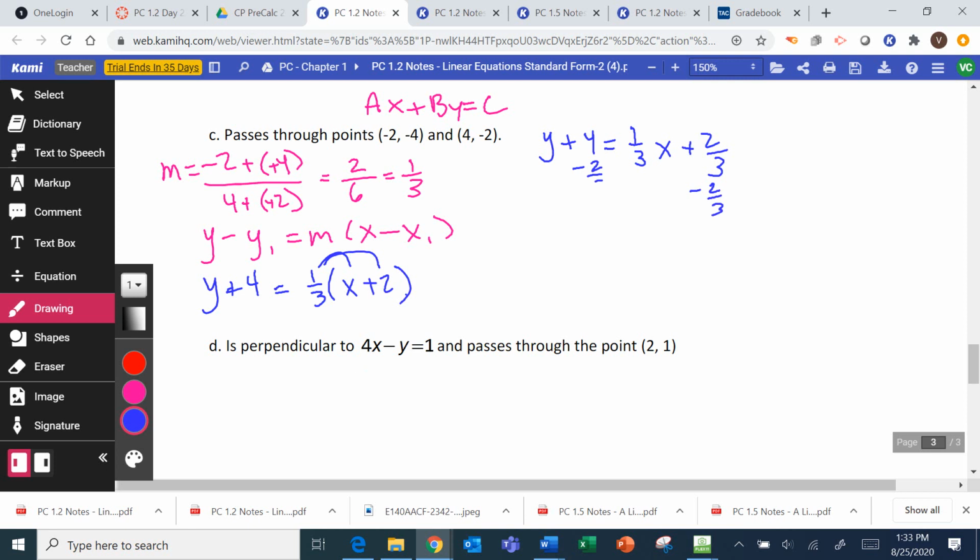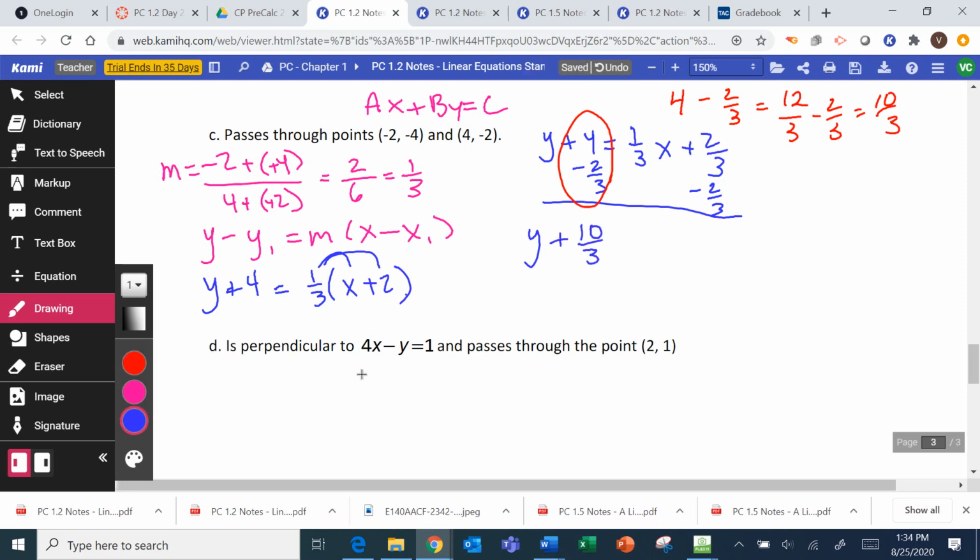I'm going to tell you right now that's not what I would do, but we can do that. The reason why I wouldn't do that is because now I have to deal with common denominators, and I don't like to deal with common denominators if I can avoid it. But I can do it. So 12/3 minus 2/3 is 10/3. So I get y plus 10/3 equals 1/3 x. Not in standard form yet.